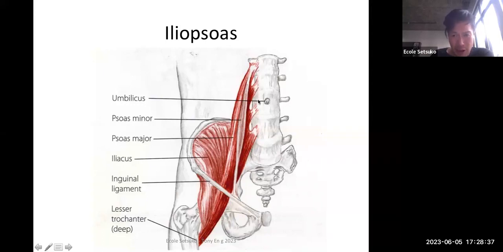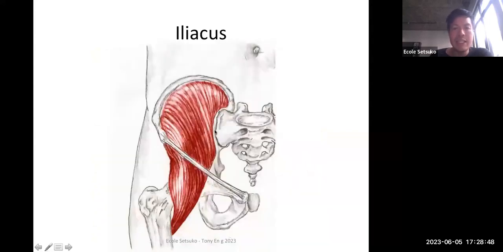It can be pulling on that vertebrae, on the anterior part of that vertebrae, and then under that inguinal ligament. So let's look at it individually. So the iliacus. If you want to palpate on your iliac crest, and then sink your thumb inwards, there's a very tight spot. You probably get into that area.